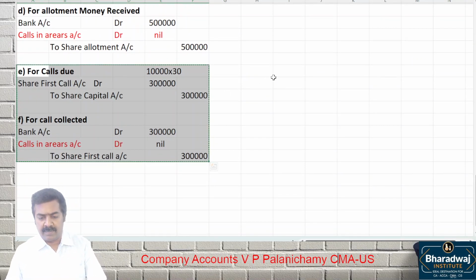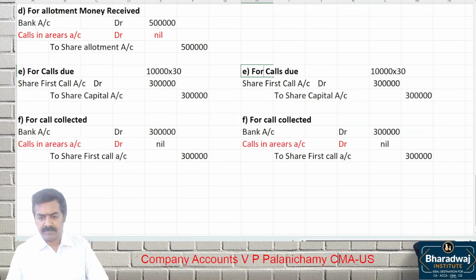For final call money, what is the entry we'll pass? Share final call account debit to share capital. How much amount? 10,000 into 20, 2 lakhs, and collect that money. No calls in arrears also.